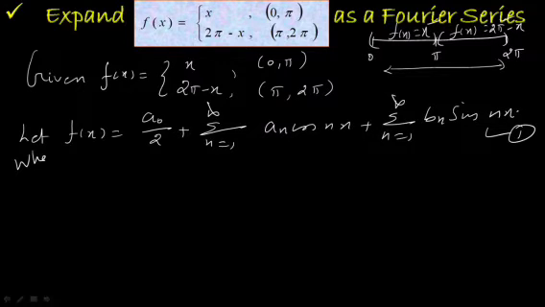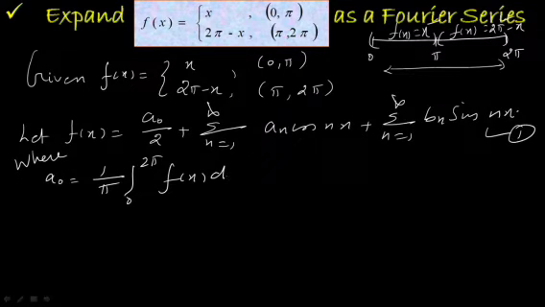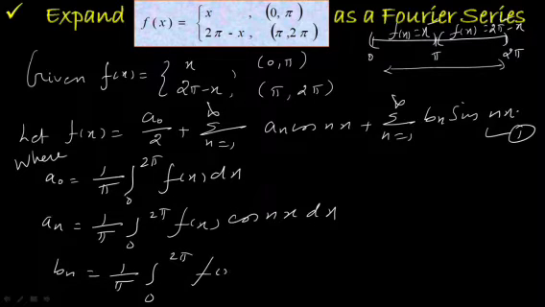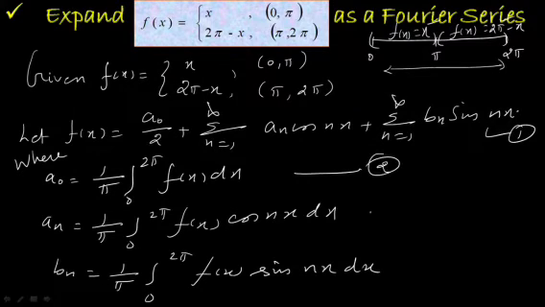where a0 is equal to 1 by pi integral 0 to 2 pi f of x dx, and an is equal to 1 by pi integral 0 to 2 pi f of x cos nx dx, and bn is equal to 1 by pi integral 0 to 2 pi f of x sin nx dx. You take this as equation number 2, this as equation number 3, and this one as equation number 4.